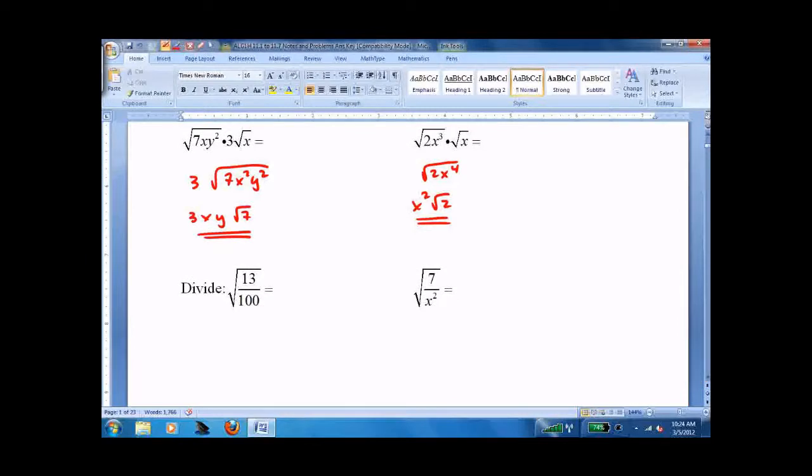So how do we do radical division? It's really not radical division. It just means there's a radical on the bottom. And similar to how we can just jam things together when we multiply, we can also break them apart. So this is very simply root 13 over 10. Same thing here, root 7 over root x squared, root 7 over x. That's it.